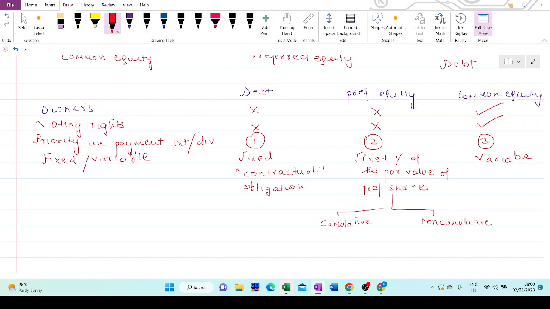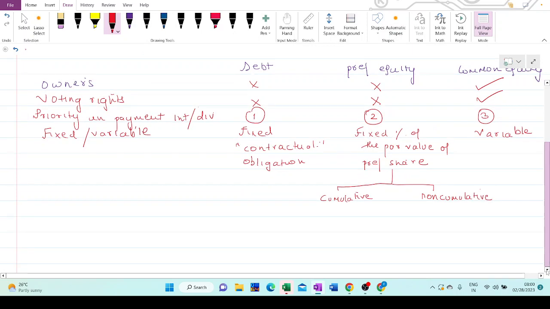Payment of interest is fixed because it's a contractual obligation. If you do not pay, then you would be defaulting on the debt agreement. Payment of dividends to common equity shareholders is variable, varies with the earnings of the company, and depends upon the discretion of management. We've already discussed how preferred equity dividends are paid.